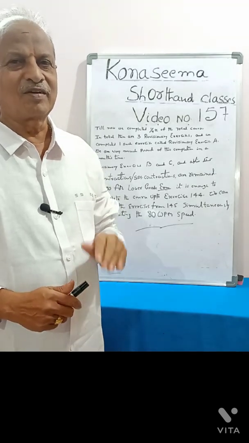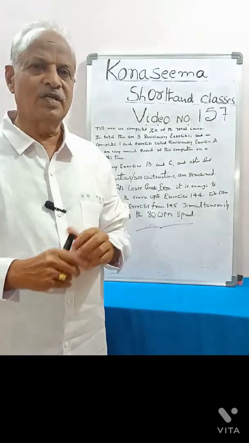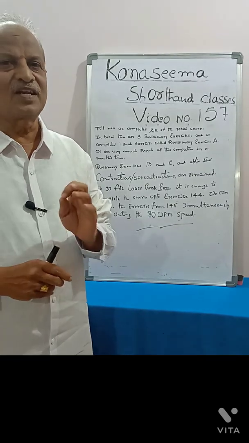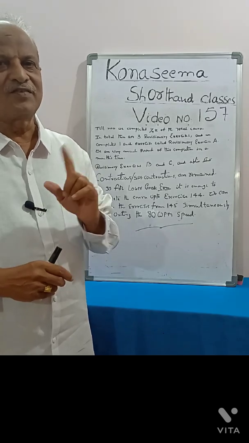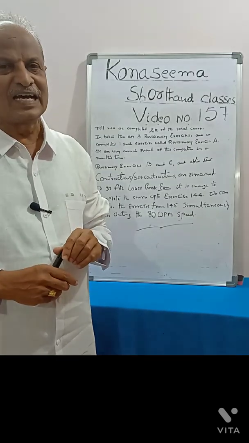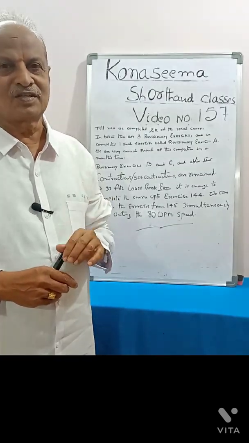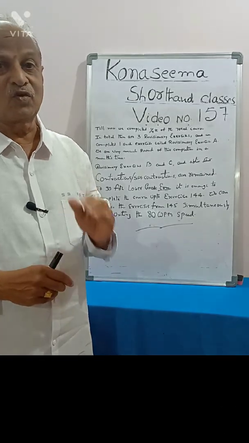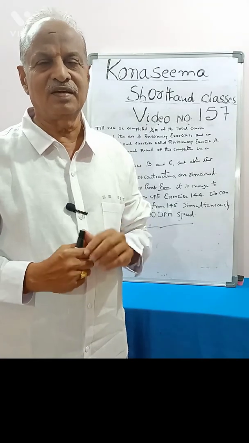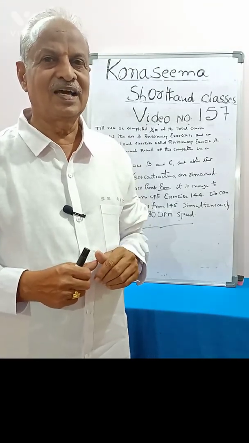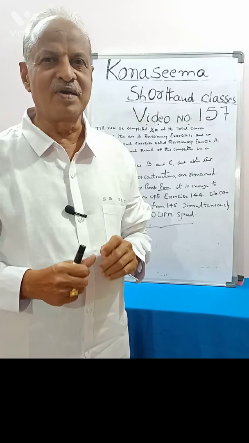Till now, we have completed 1/4 of the shorthand course. In total, there are 3 revisionary exercises. Till now, we have completed one revisionary exercise, that is revisionary exercise A. We are very proud of telling that we have completed 1/4 of the course in a month's time. Revisionary exercises B and C, and after that contractions and special contractions remain.